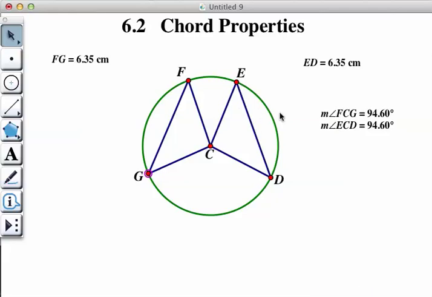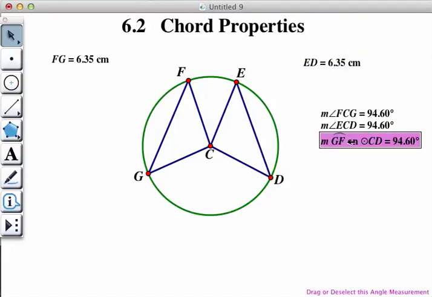So what else can I say then? Let's talk about the arcs that are created or intercepted by these two congruent chords. I've got arc ED and I've got arc GF.